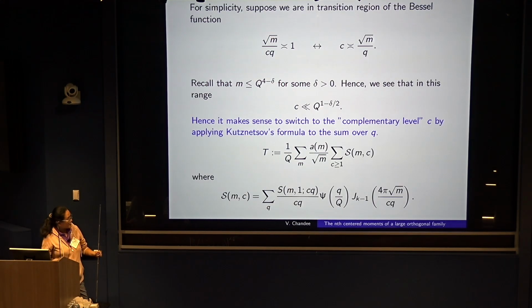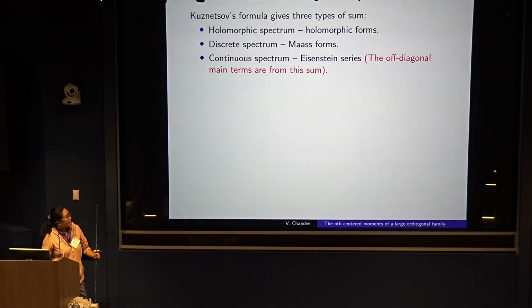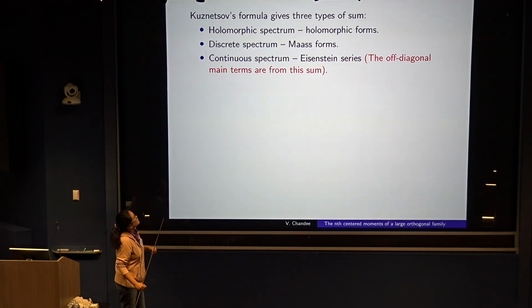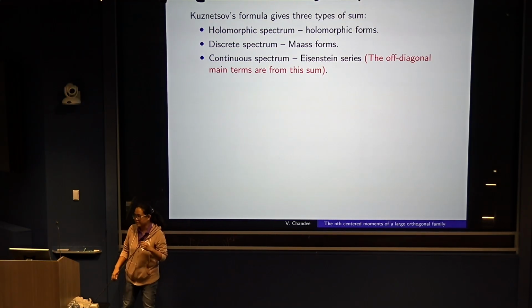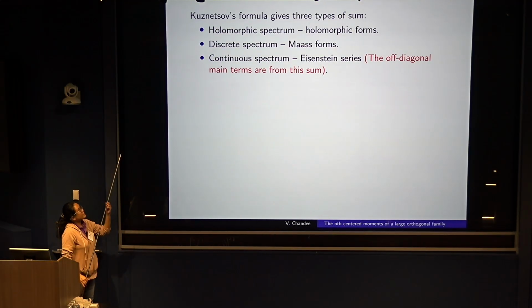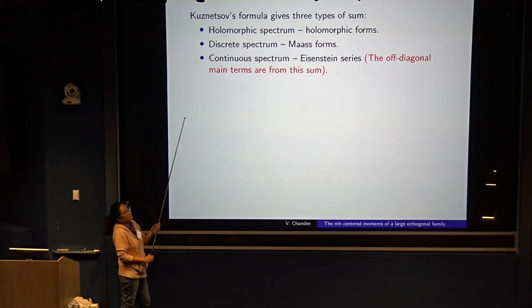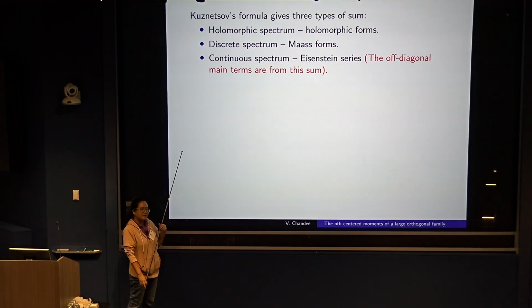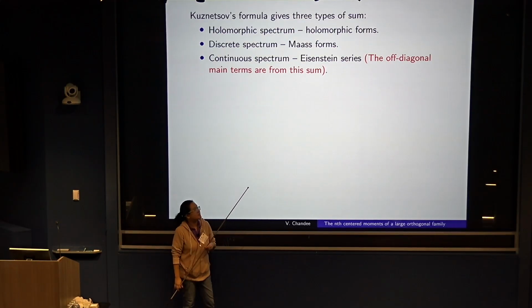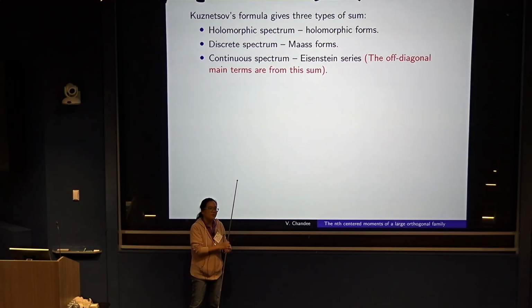Yes, so we apply Kuznetsov here. What we have is three types of sums: the holomorphic spectrum, the discrete spectrum, and the continuous spectrum. The first two will be error terms. The last one, the continuous spectrum, associated with Eisenstein series, is the one that will give you the off-diagonal main term.